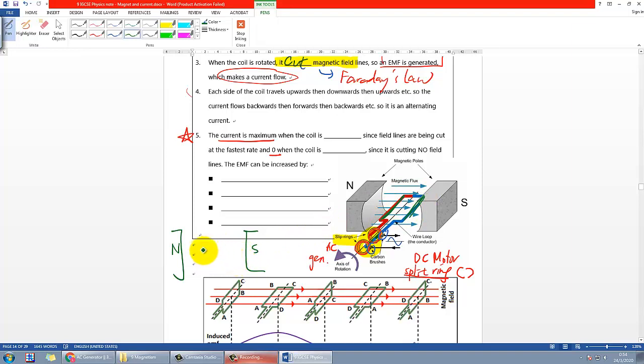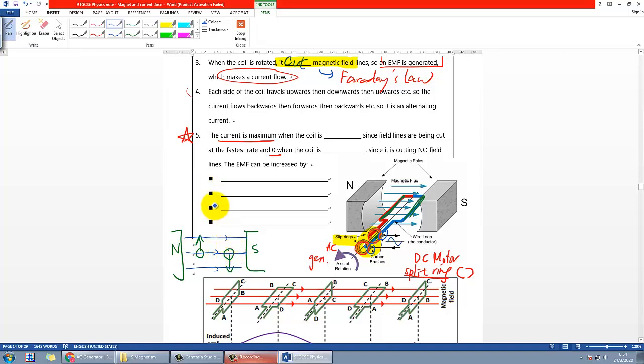So think about this: when the coil is horizontal and you are rotating it in the clockwise direction, the red coil is going up. The blue one, when it's turning clockwise, is at this moment going down. So this is the direction of movement, while the B field, you can see, is of course going to the right because it's north to south.